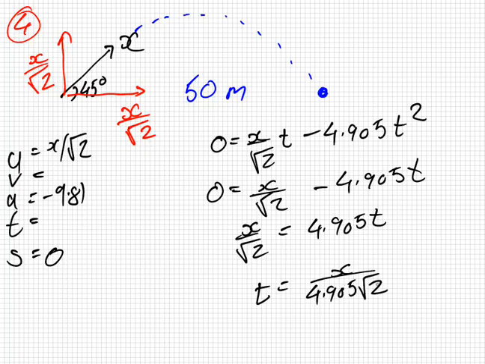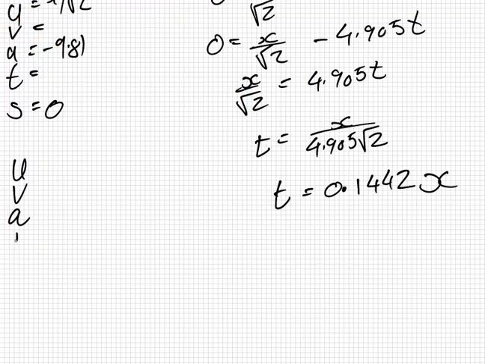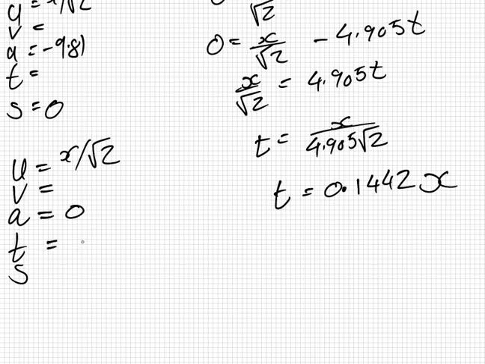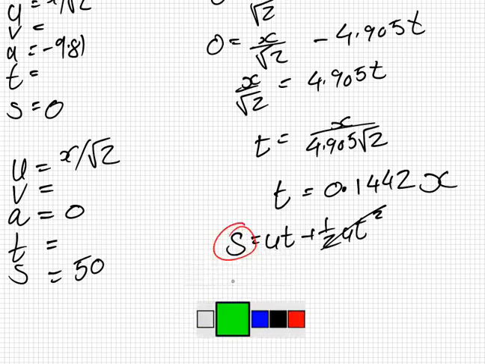Okay, so first I'll get the time. U, V, A, T, S. The u is 28.28, the v we don't know, a is minus 9.81, t we don't know, and s, if I want to go to here. Yeah, so we can go straight into s equals ut plus a half at squared. Again, it's plus a minus number. So when you solve this, you get t equals 5.8 seconds.